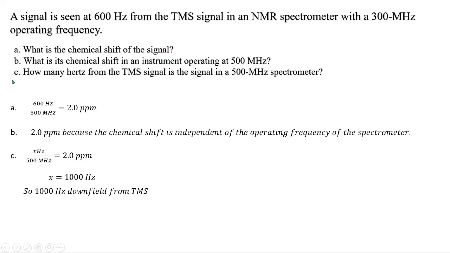Now come to question C. How many hertz from the TMS signal is the signal in a 500 megahertz spectrometer? So we have to calculate in hertz. x hertz by 500 megahertz equals 2 ppm. So x will be 1000 hertz. So that signal will be 1000 hertz downfield from TMS.